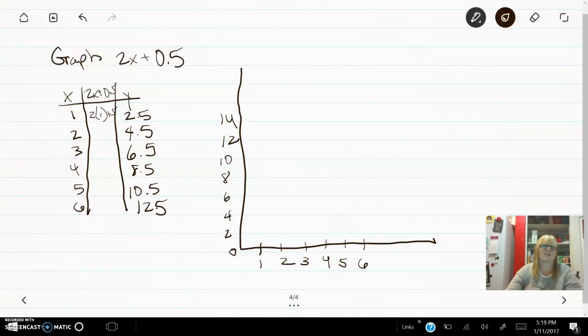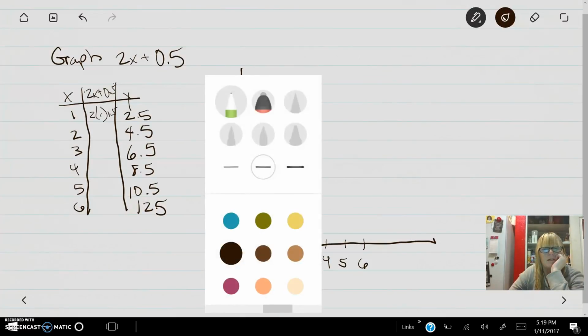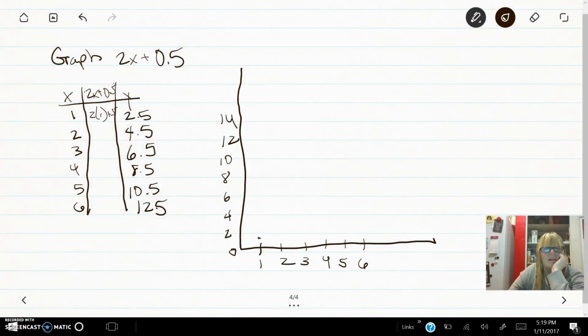All right, now I just graph the ordered pairs. So 1 and 2.5. So 1 and, oh my goodness. And 2.5 is going to be like right here. I'm a liar. That's less than 2. Okay, so 2.5 is going to be like right here. Okay, 2 and 4.5. So 2 and 4.5. 3 and 6.5. 4 and 8.5. 5 and 10.5, and 6 and 12.5. Makes a line. Linear function.